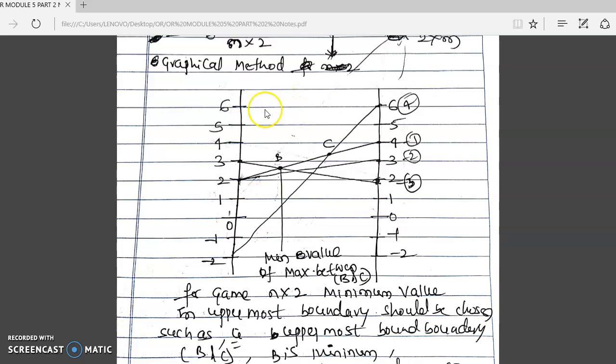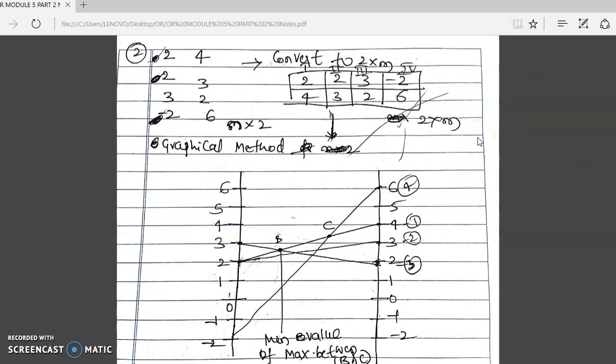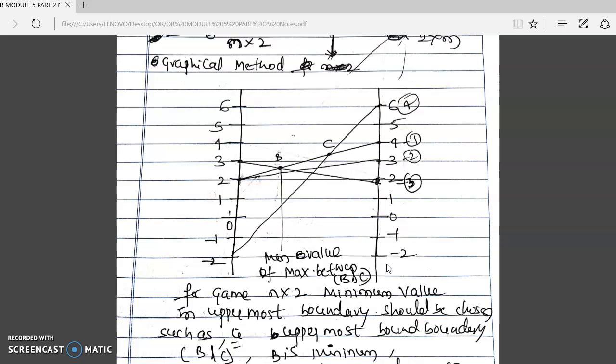Then, just like before, the first vertical line indicates the first row element and the second vertical line indicates the second row element. Draw the line between the first row and second row element. That is, here draw the line between 2 and 4 as the first line. Similarly, draw all 4 lines. So it is an m cross 2 game.